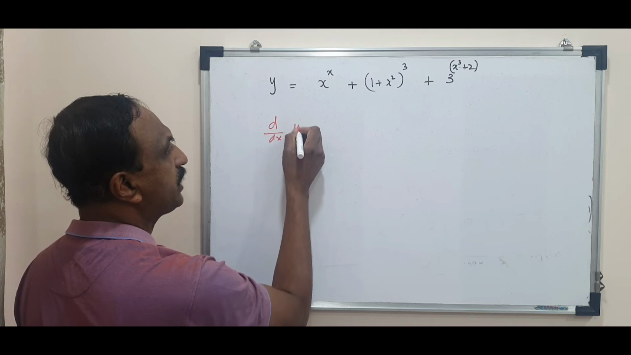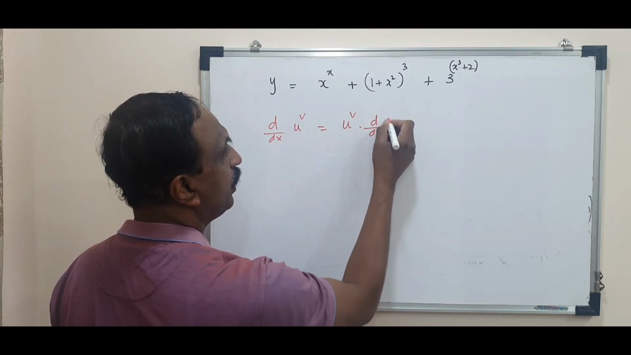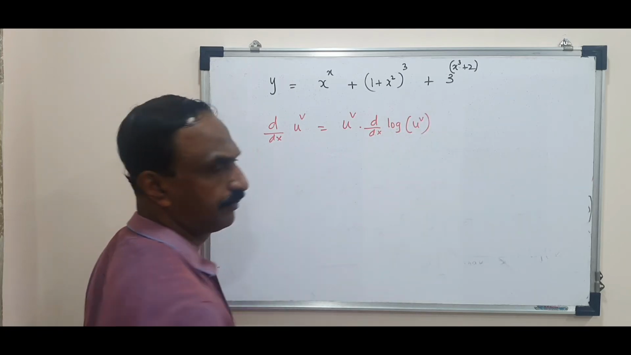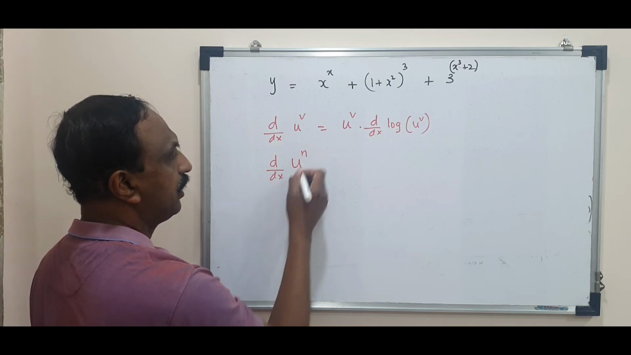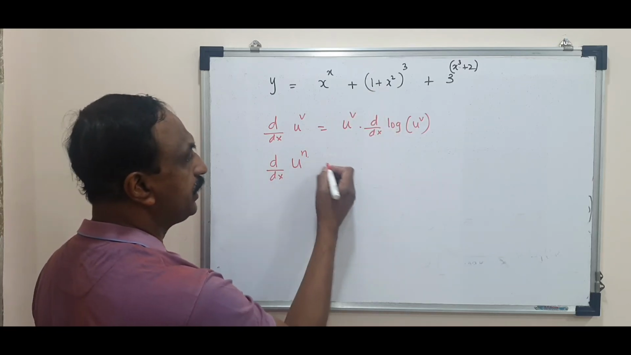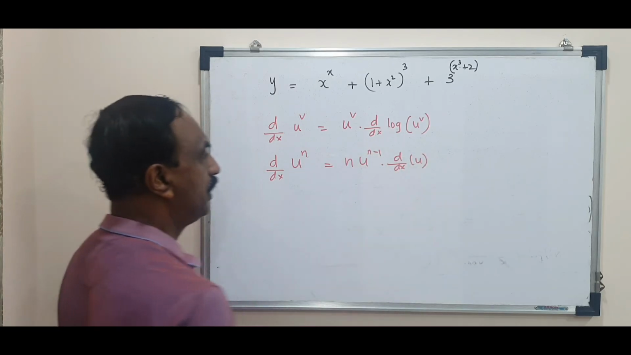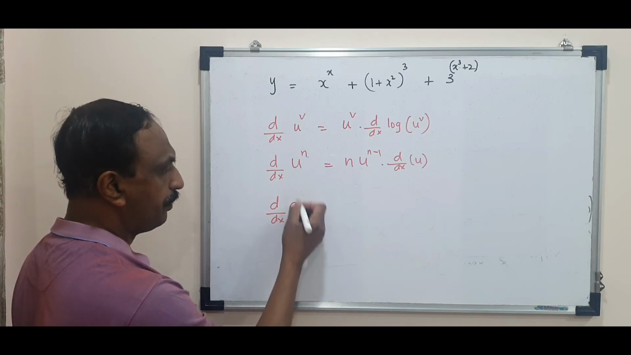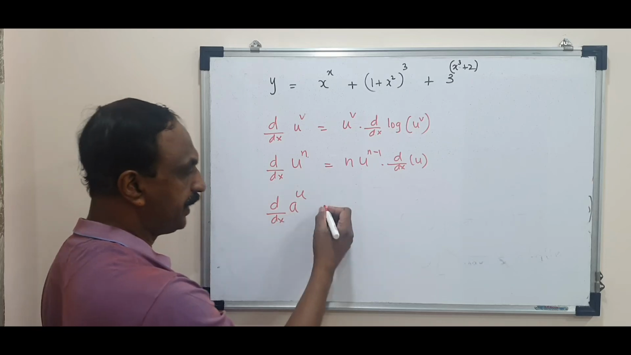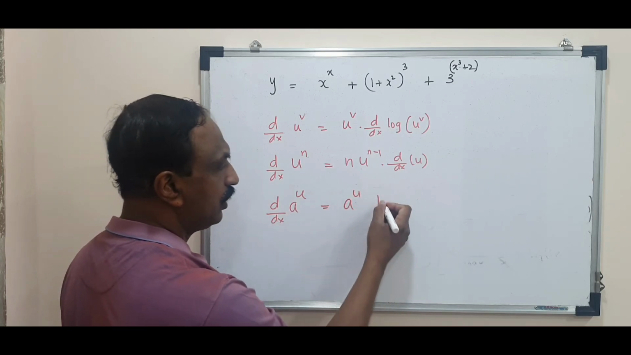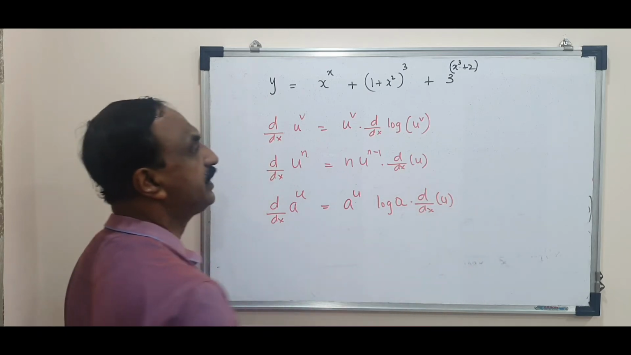When base and power are both functions of x, you will apply function into derivative of log of the function. When base is a function of x and power is a constant, it is n u raised to n minus 1 into derivative of u. When base is a constant and power is a function of x, remember, u and v are functions of x, x is a variable, a is a number. So it is a raised to u, log a, into derivative of u. These are the 3 formulas.